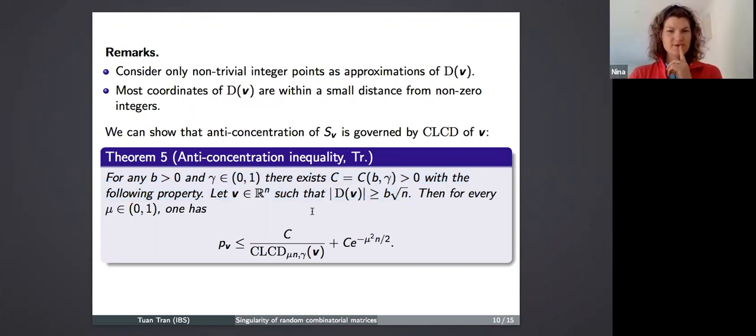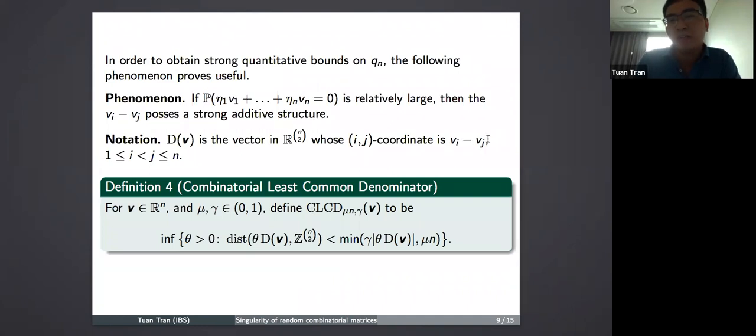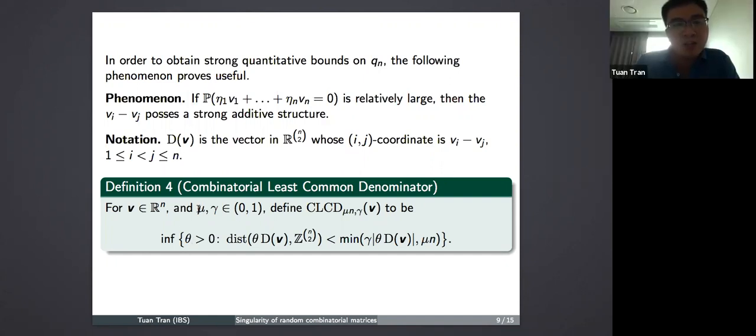Hi, would you mind going back to the definition of D of V just for a second? So D of V is a different vector consisting of Vi minus Vj. Okay. Can you repeat what you're measuring with the CLCD? So it's the infimum. There are two parameters, mu and gamma, some small numbers between 0 and 1. And this is the infimum over theta bigger than 0, such that the theta dilation of the different vector DV is approximated by an integral vector, in the sense that the distance from this dilation to the set of integral vectors is smaller than the right hand side. Thanks.